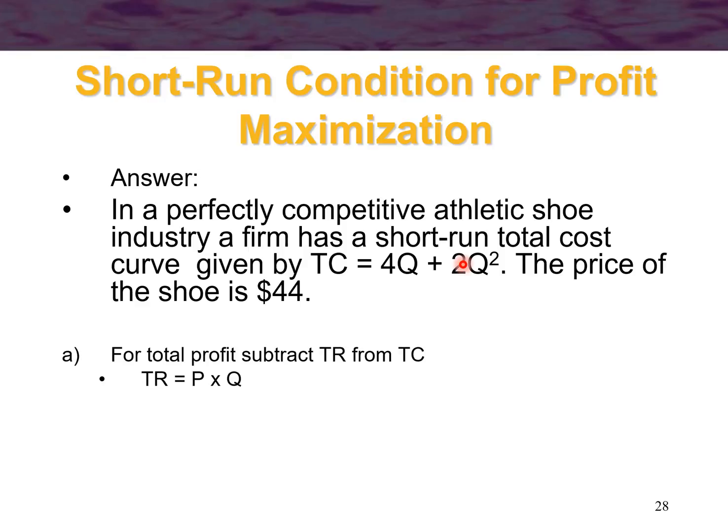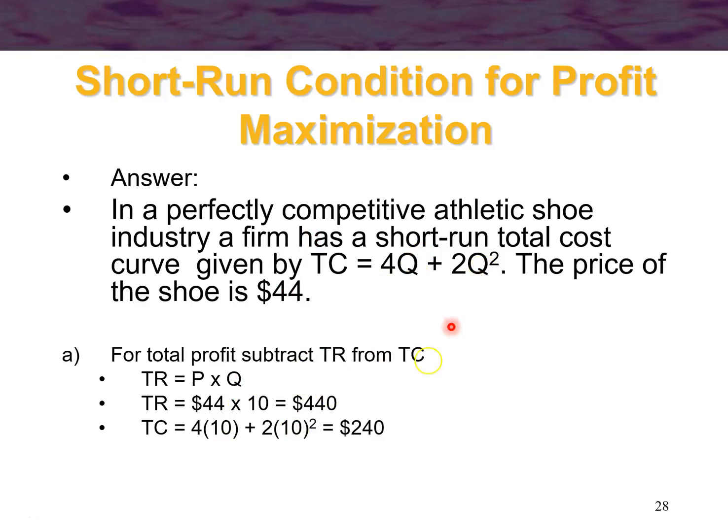Total revenue is P times Q. So 44 times 10 is 440. Now what about total cost? Well, I've got the total cost equation, and I could plug in my rate of output, 10, in this equation, and that's going to give me my total cost. So you see I plugged in 10 where you see Q here, and my total cost is 240. So 440 minus 240 is going to give me a profit of $200. And that's how you solve this problem.